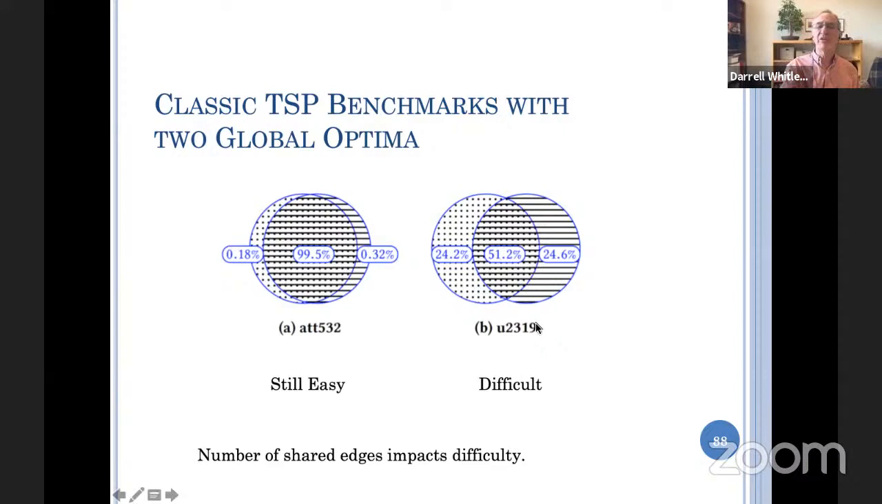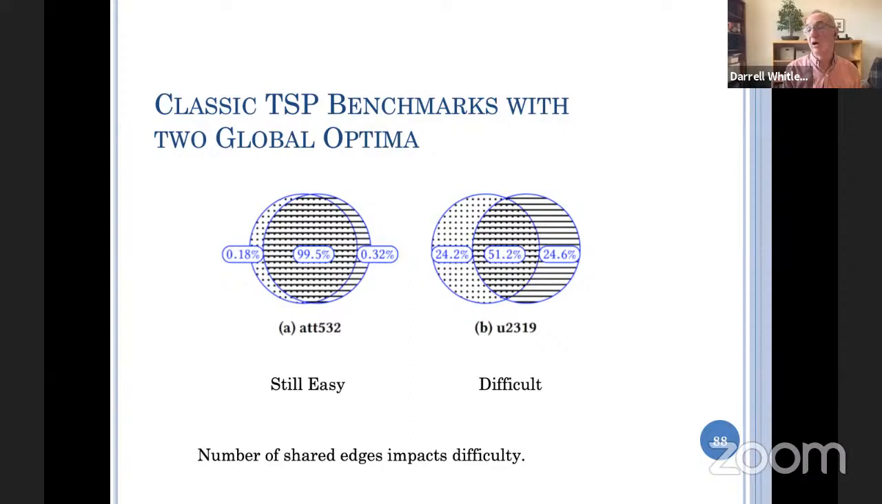But there's a problem, u2319. There are 2 global solutions. They are fairly far apart. They only share 50% of their edges. And this just wreaks havoc for recombination. So in this problem, a genetic algorithm often does not do very well. I would note that this also causes problems for an exact solver.